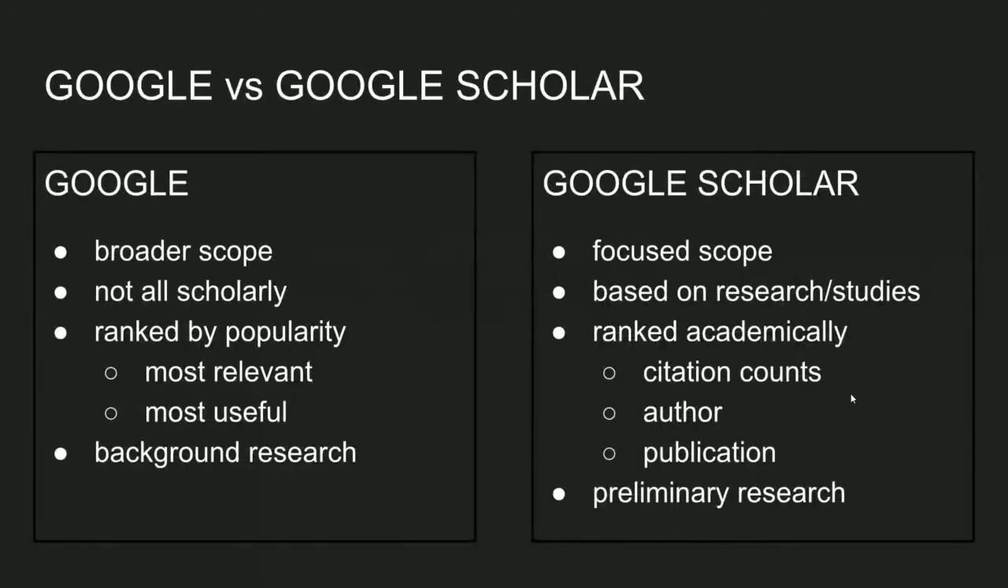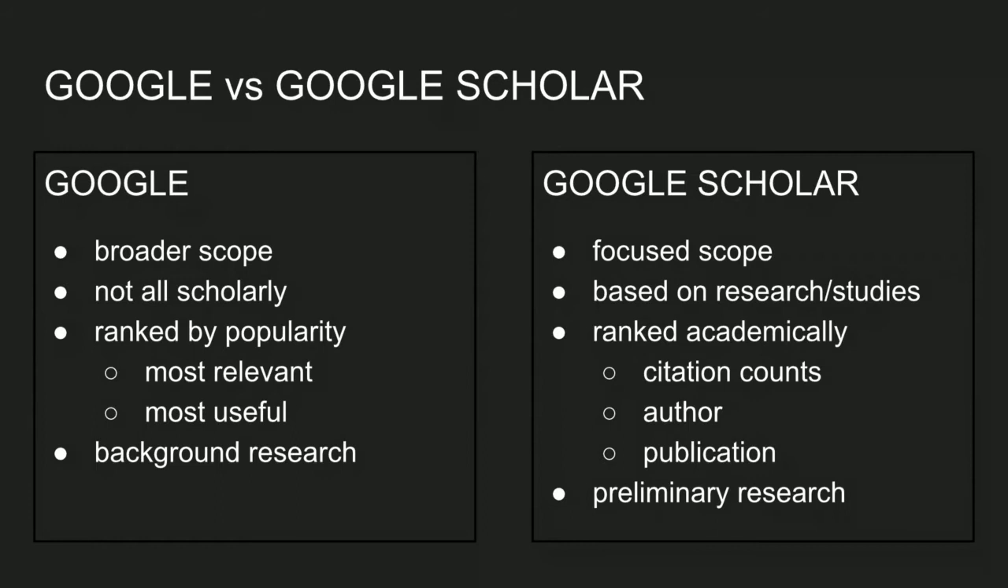So we are going to run through basically the difference between Google and Google Scholar. You'll see that Google has a very broad scope. It will bring back websites, you'll get some videos, you'll of course also get some journal articles, whereas Google Scholar is focused on just that research. And Google, of course, is ranked by popularity, so Google's going to return what they think is the most relevant and useful results for whatever your search topic is.